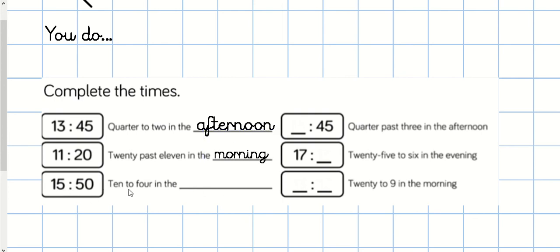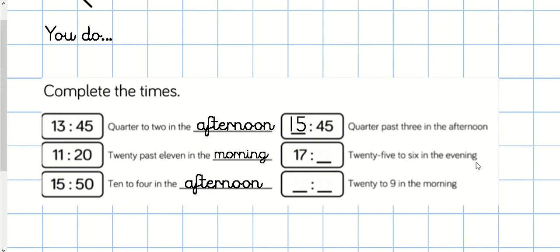Here we've got 10 to 4 in the, that's right, the afternoon, because it's not quite the evening because this time here is 3:50, so it's still quite just the afternoon. And then let's fill in here. Here we have 3:15 in the afternoon. What number represents 3 on our 24-hour clock? Can you remember? That's right, it was 15.